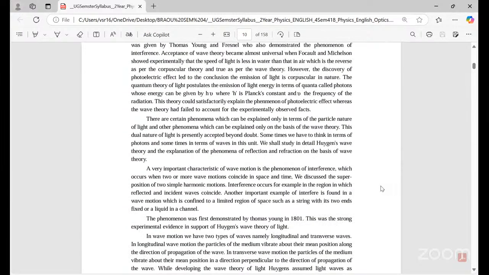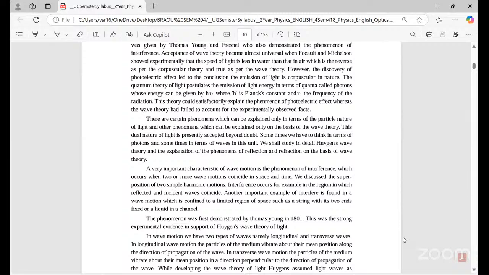And this theory could satisfactorily explain the phenomena of photoelectric effect, whereas the wave theory has failed to account for the experimentally observed effects. And here the nature of the particle, that is the light, and other phenomena can be explained only on the basis of the wave theory. So the dual nature of the light is presently accepted, and sometimes we have to think about it in terms of the photon, and sometimes we have to think about it as a wave.